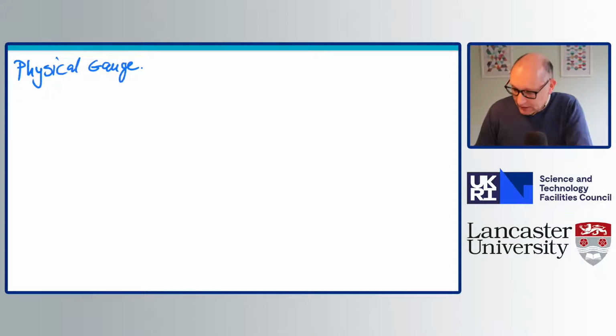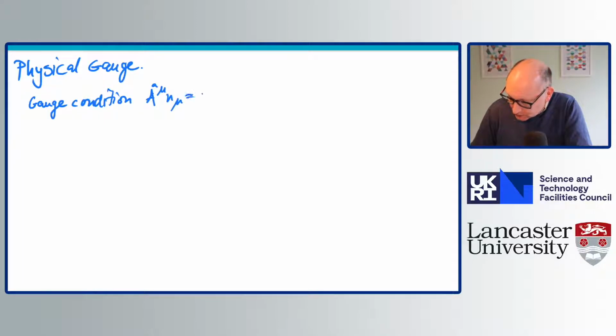Now, one way of doing that is to impose a gauge condition that requires that the gluon field A^μ, for each of the 8 gluon fields, satisfies n_μ A^μ = 0 for a vector n_μ, some reference vector n_μ that we can choose arbitrarily.